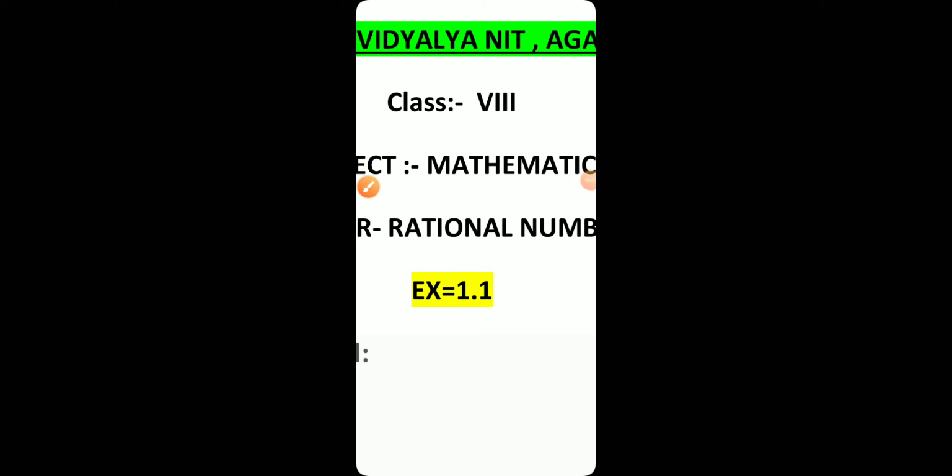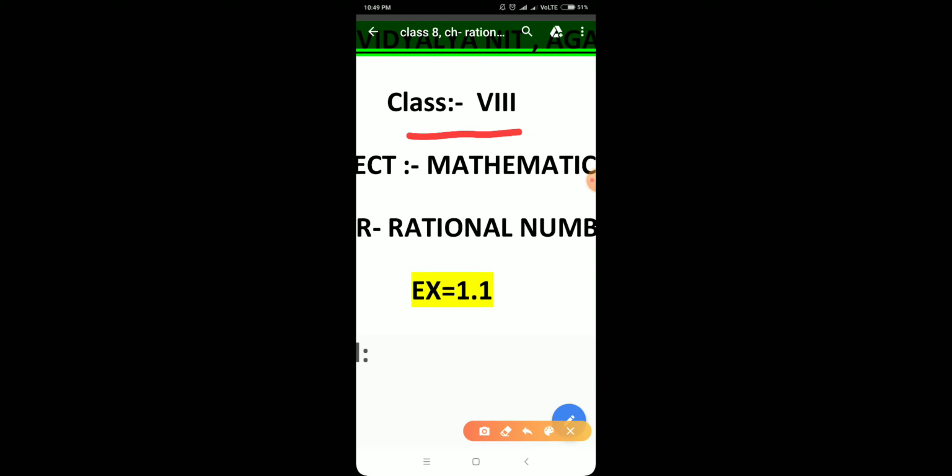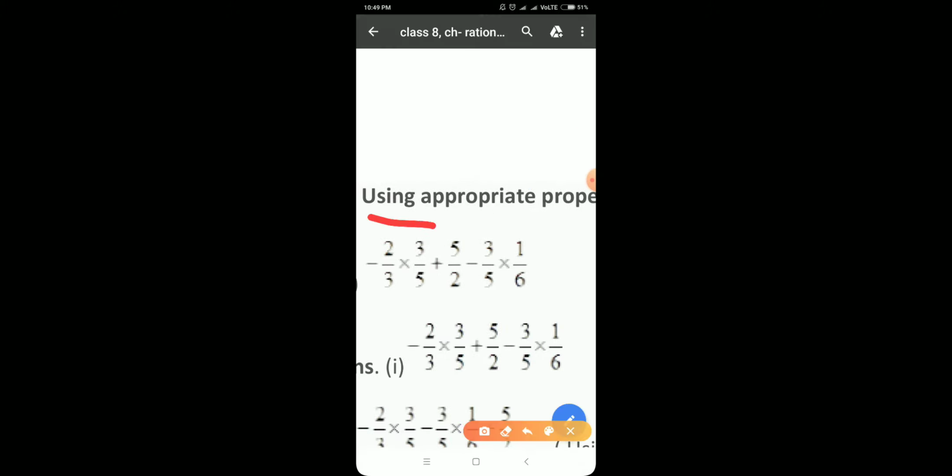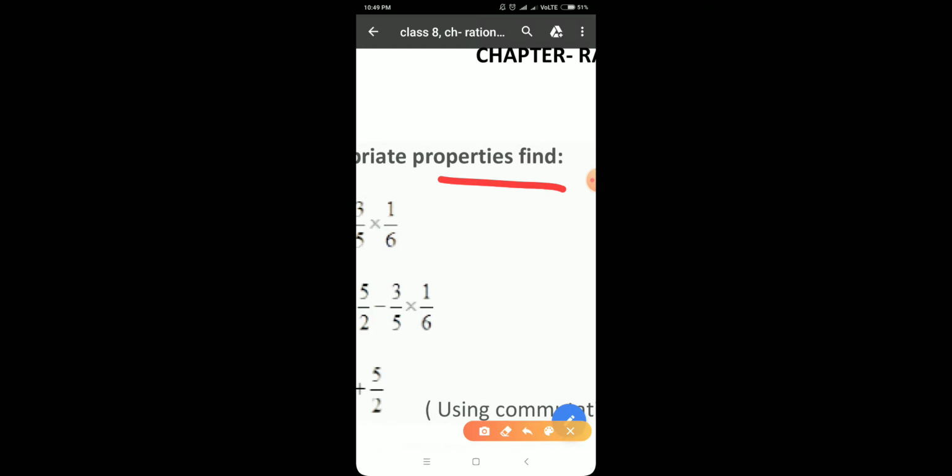Hello my dear students, this video is for class 8 and in this video we will discuss exercise 1.1 of the chapter Rational Numbers. We will discuss exercise 1.1 and its questions. Moving towards the first question of the exercise, it says: using appropriate properties, find the following.